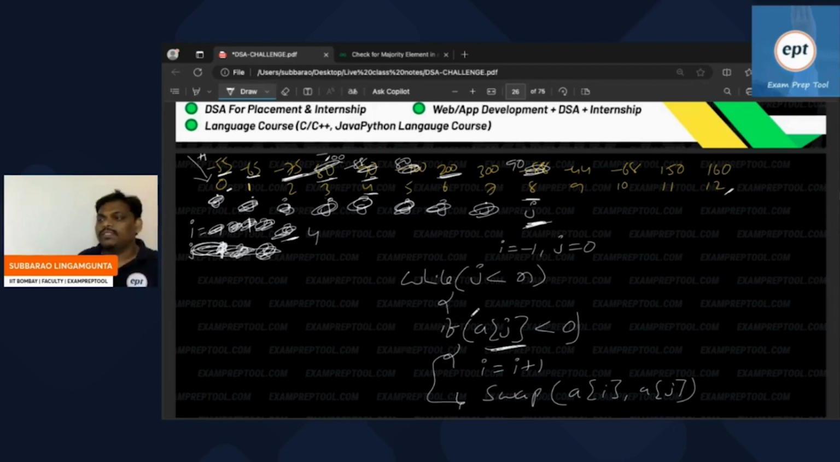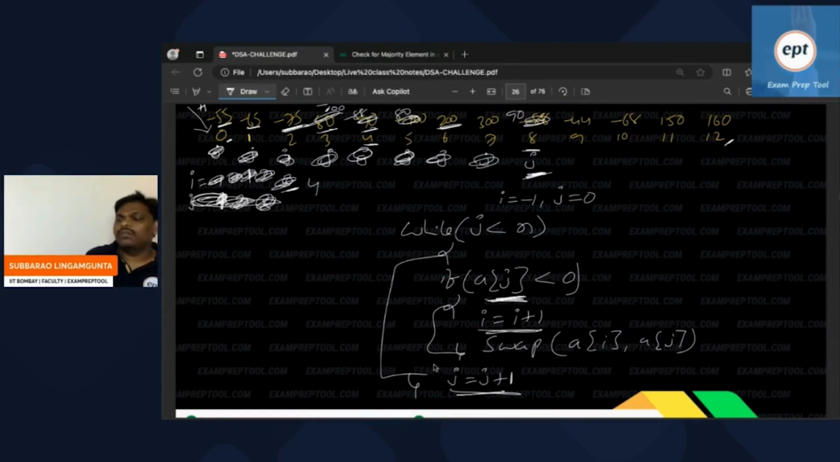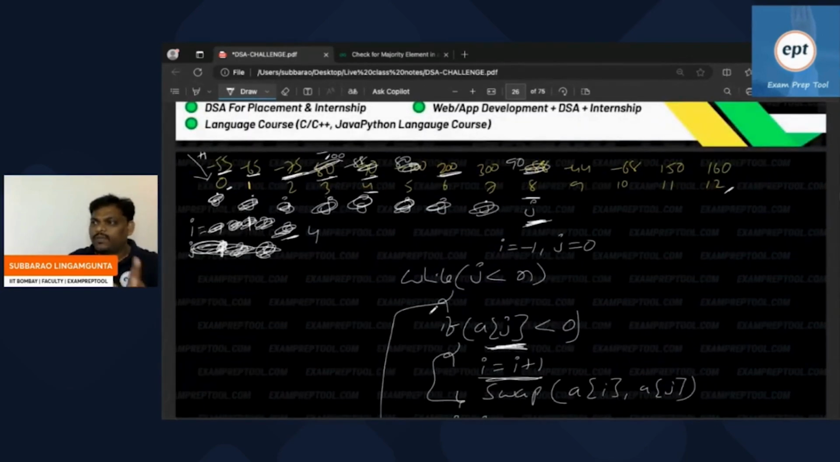Then you may ask, what about j? J will always increment by 1. If smaller, I will increment. If not smaller, j will always increment. So this is the thing which is going on. Same thing, whatever I did, I have written as rough code also. After swapping is over, as usual, J will go further.